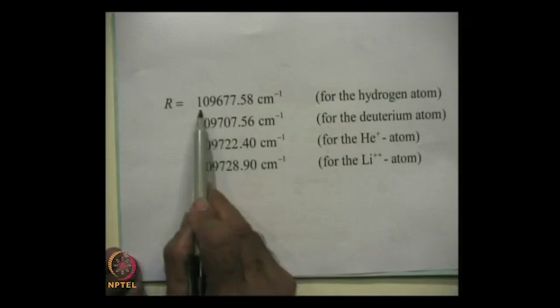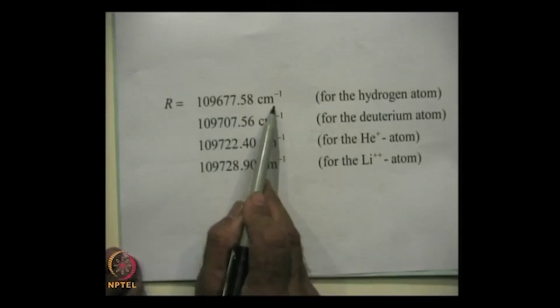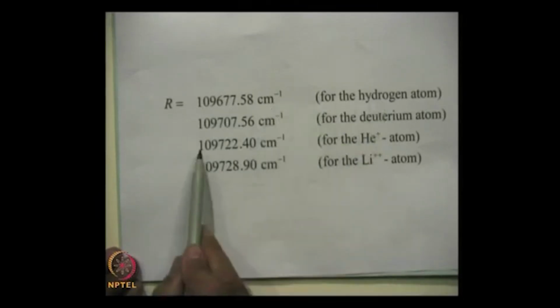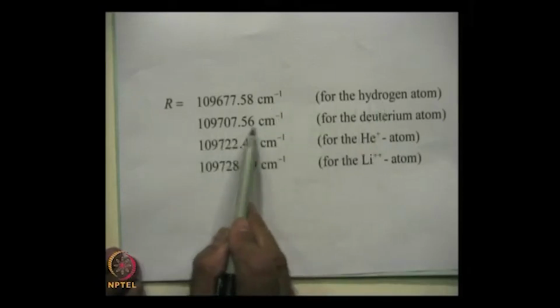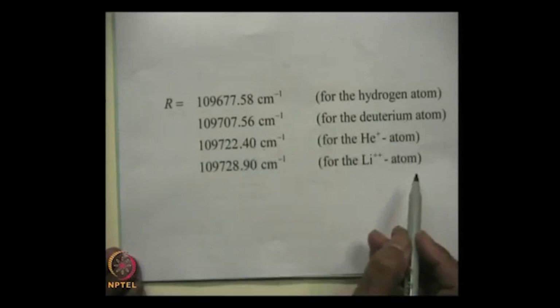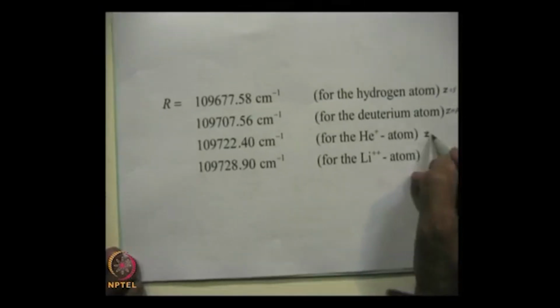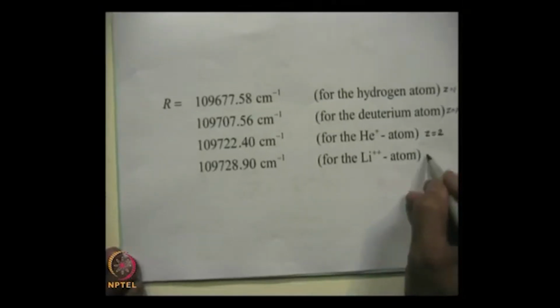And because of the slight difference in the reduced mass, the value of the Rydberg constant is slightly different. The Rydberg constant is 109677.58 centimeter inverse for the hydrogen atom, 109707.56 centimeter inverse for the deuterium atom. Both of them are z equal to 1. This is z equal to 2 for the helium plus atom, and this is doubly ionized lithium atom, in which z is equal to 3.